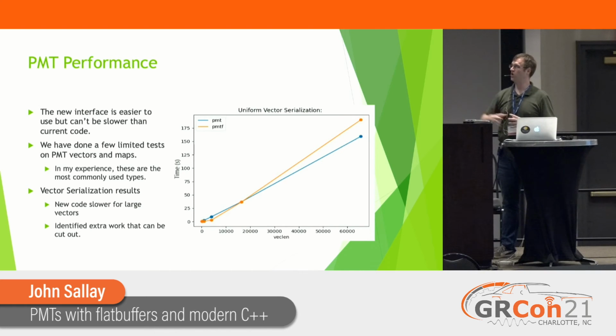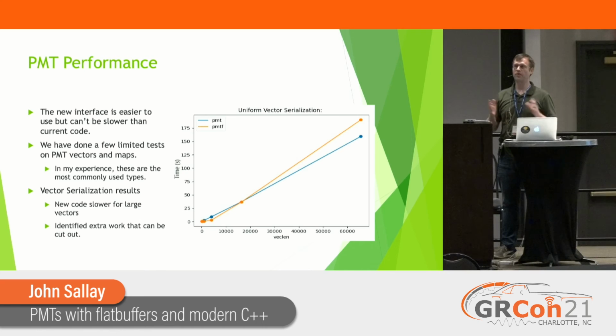And so right here, I've got a chart that shows you vector serialization. The old vector serialization is in blue, and the new version is in orange. So what you can see is we still have a little work to do. That's about 18,000 elements, which is a really big vector. Prior to that, the new code is faster than the old code, which is great. But after that, it's not as great.